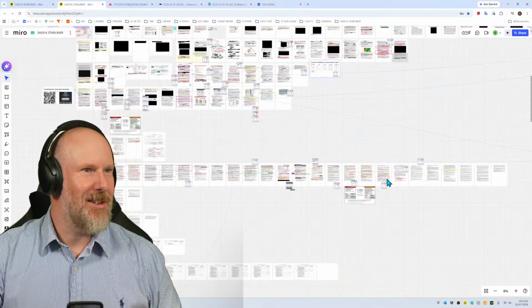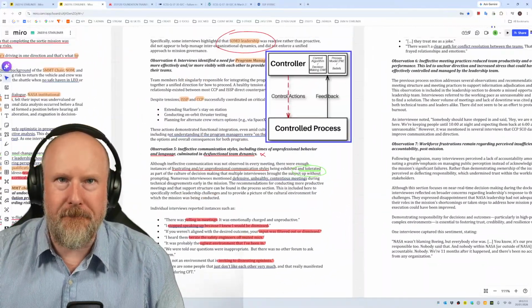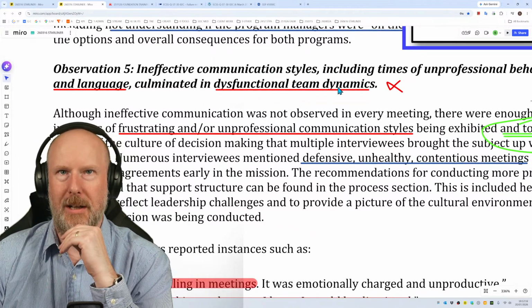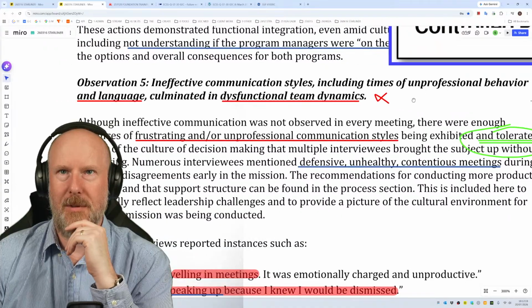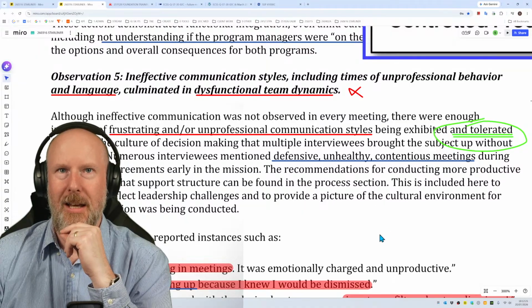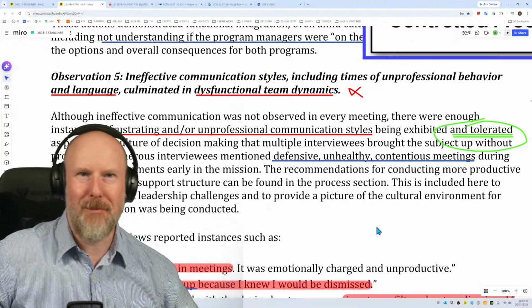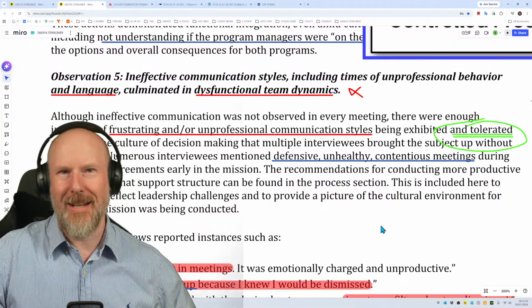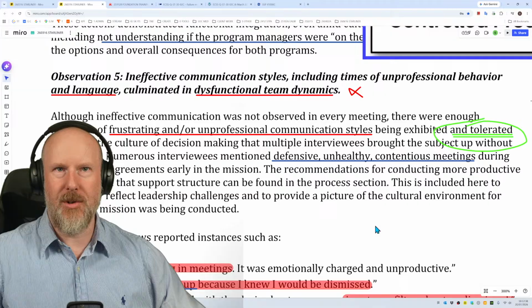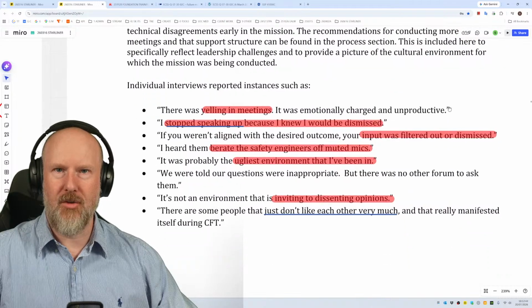Right then, so let's get stuck in. So where were we? We were in section, let's make sure it's big enough on the screen for you. We were talking about observation 5, which was talking about communication styles, including times of unprofessional behaviour and language, culminated in dysfunctional team dynamics. And that's pretty much a theme which has stretched throughout my entire career, except for a few notable exceptions. So this is not unexpected, it's just a bit disappointing. But these are the challenges with any kind of complex project. It's not just this one. This is just an extreme example.